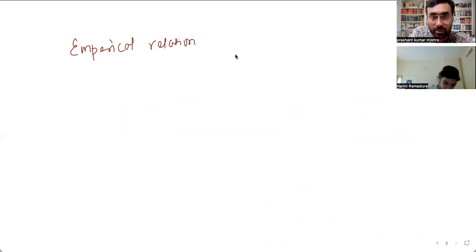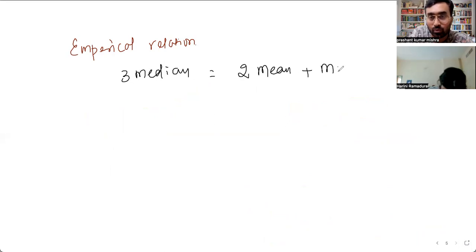The empirical relation is that three median equals two mean plus mode. Now a very important note: till this we have learned in grade 10. This is about the 10th class.